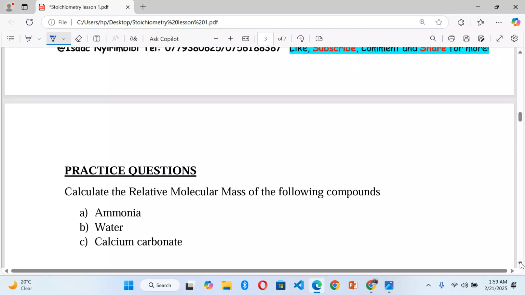These are practice questions. I want us also to practice. Practice questions: calculate the relative molecular mass of the following compounds.